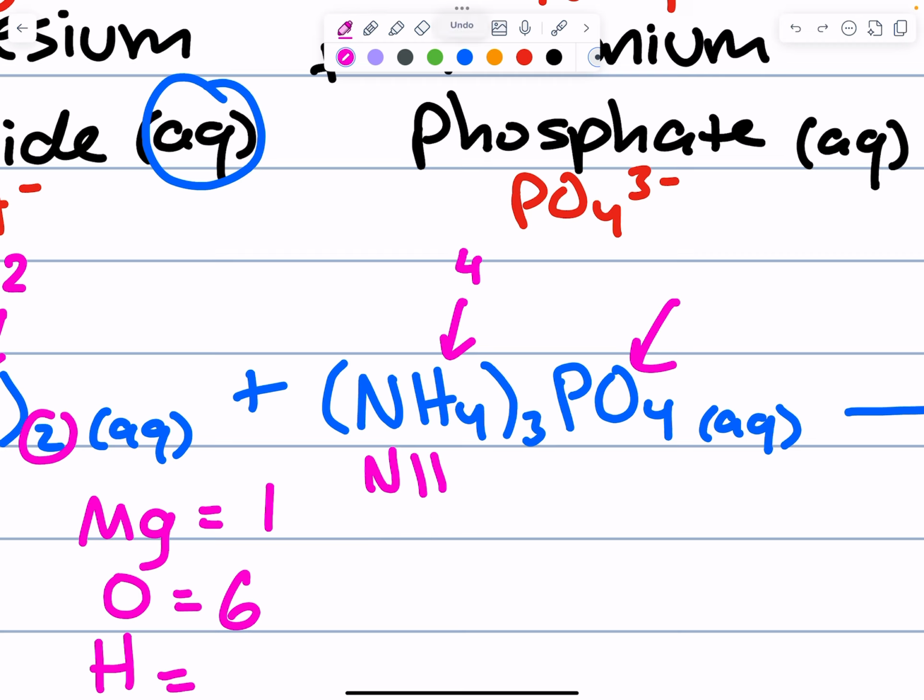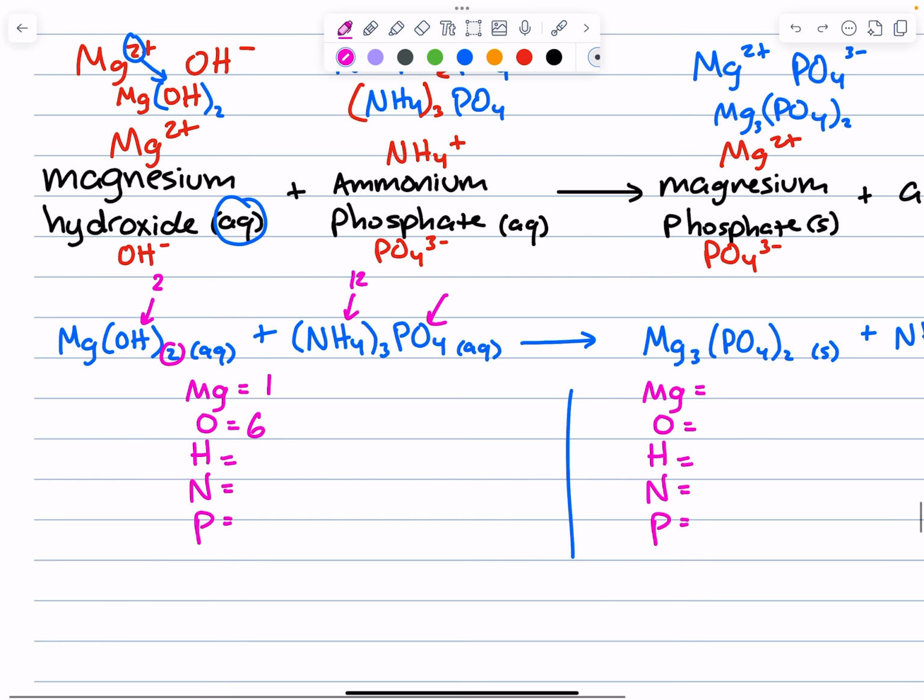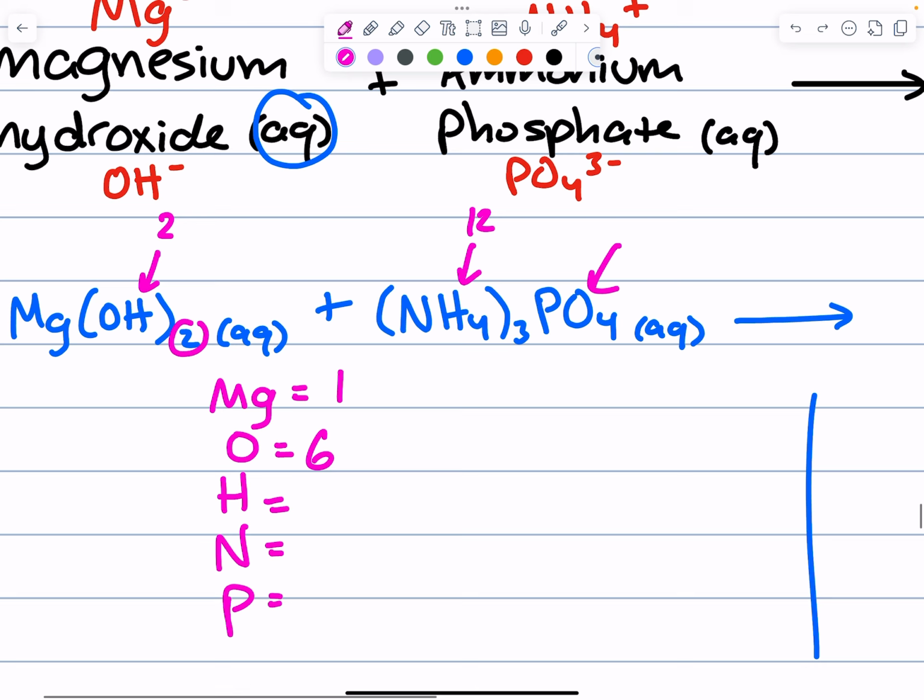Okay, so be careful with the parentheses. I have a total of 12 hydrogens here because you could also just do 4 times 3. And that will give you the same thing. So just multiply. If it's in the parentheses and there's something outside of it, just distribute and multiply. Okay? So I have 2 hydrogens over here. I have 12 over here. That gives me a total of 14 hydrogens.